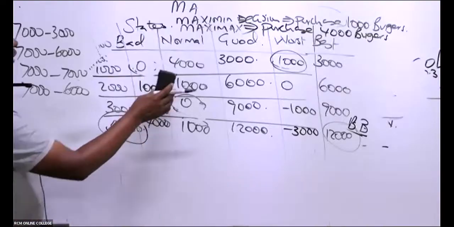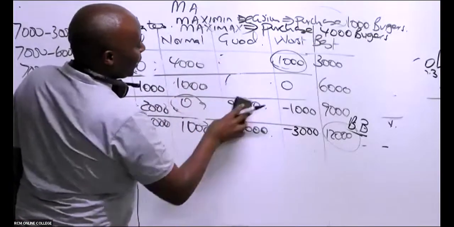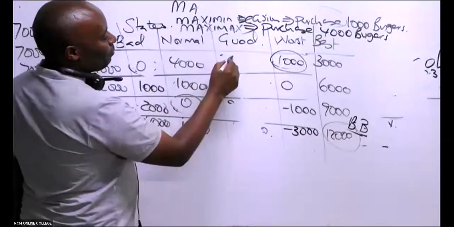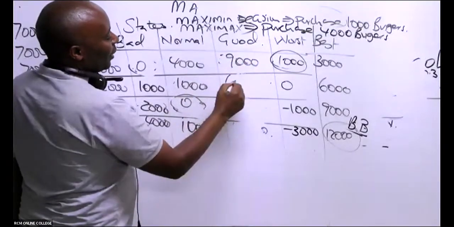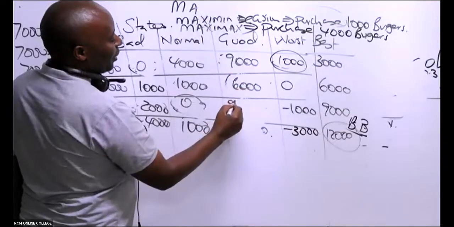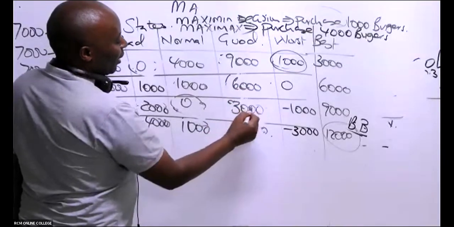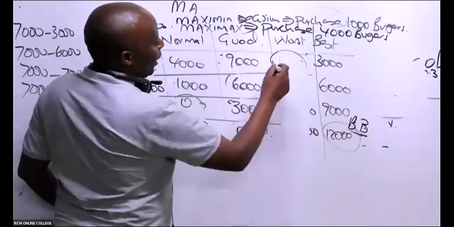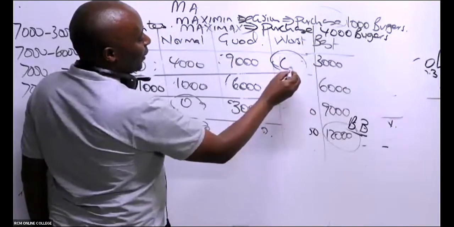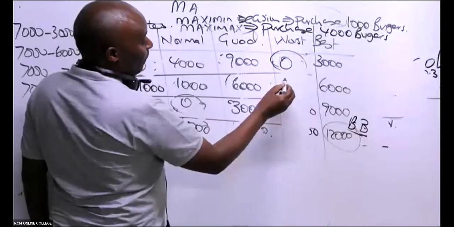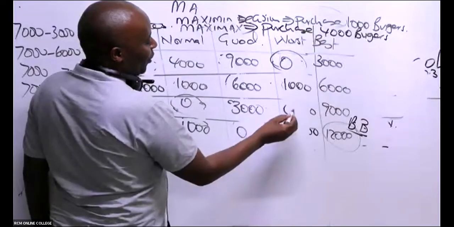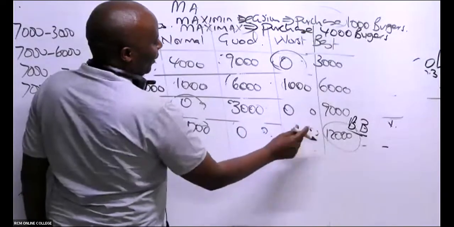Yeah, so if you have them, I don't have to belabor. So I just come and write all of them. So here, what number do we have? 9,000, 6,000, 3,000, 0. And then worst, what do we have here? 0, eh? 1,000, 0, 0 again.